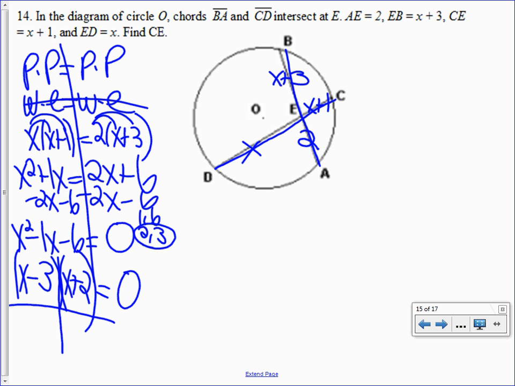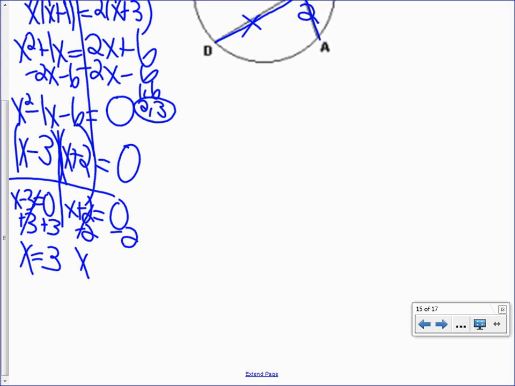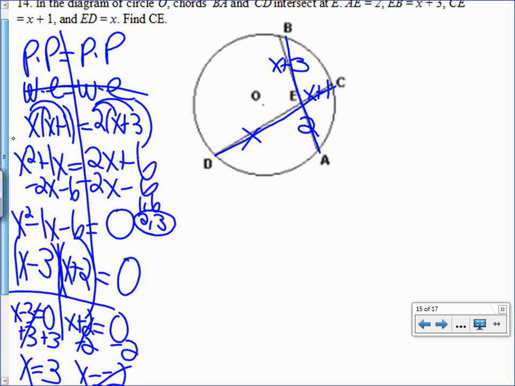Set each factor equal to 0. Get some more space here. x minus 3 equals 0. x plus 2 equals 0. Add 3 to both sides. x equals 3. x equals negative 2. I'm talking about a distance. It can't be negative. So x must equal 3.